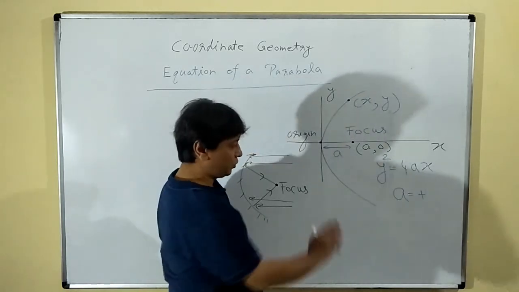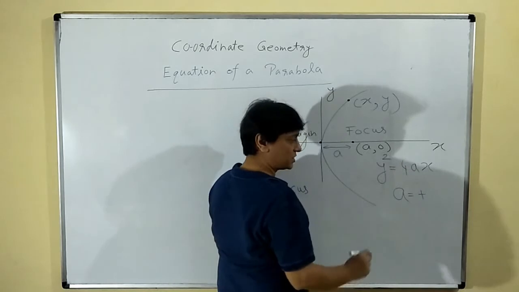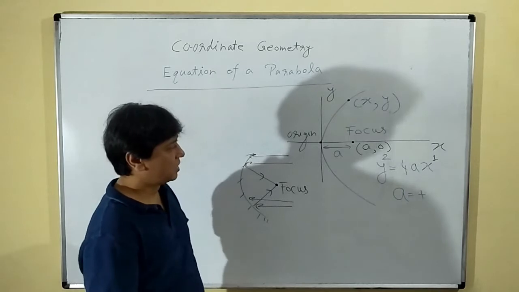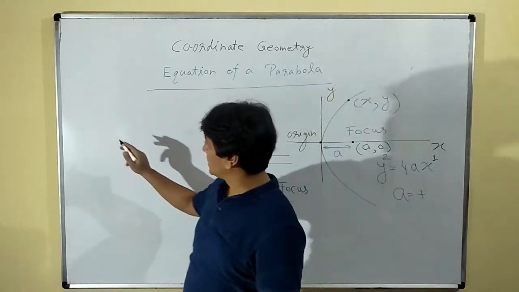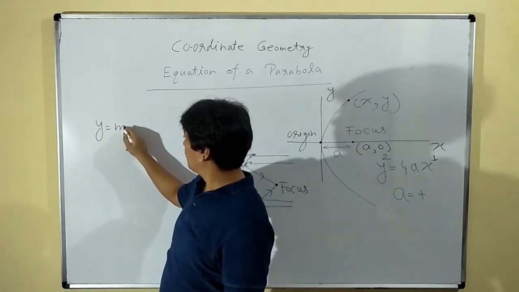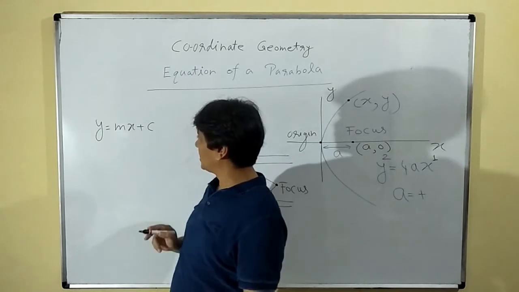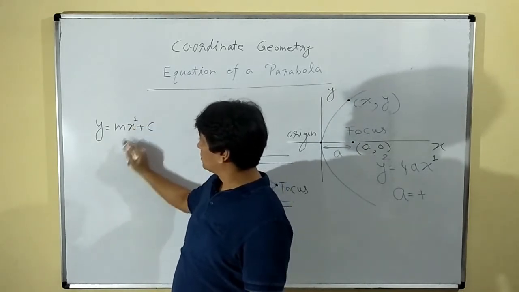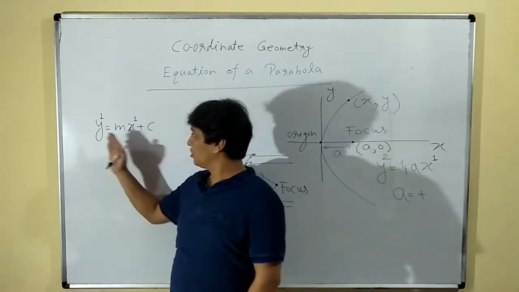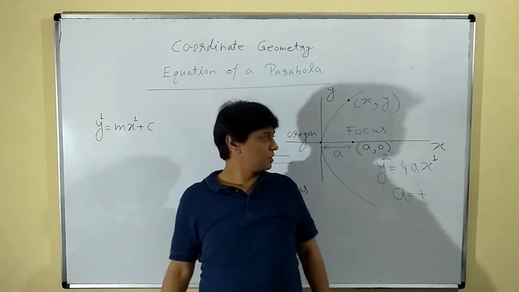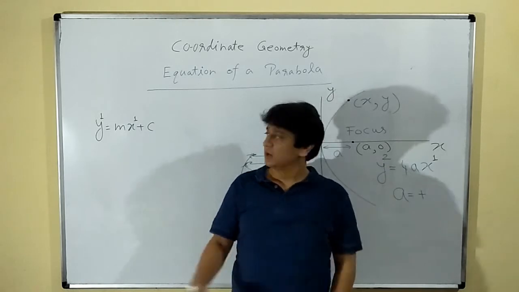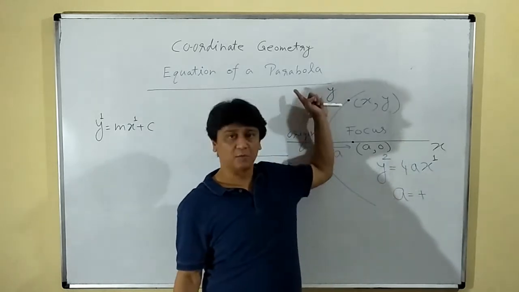Now, if you look at this y square equals 4ax, notice this part, that the power of x is 1. And when we were discussing the equation of a straight line, we had it like y equals mx plus c. Power of x is 1, power of y is 1. What is the meaning of these powers? Power 1 and power 1, power 1 and power 2. That's what makes the difference between a straight line and a parabola.